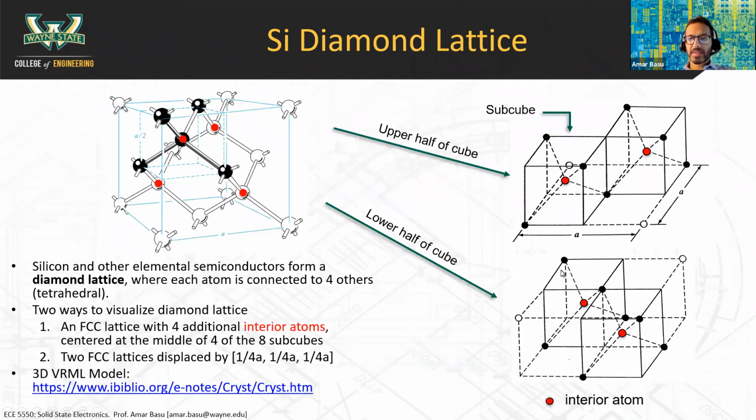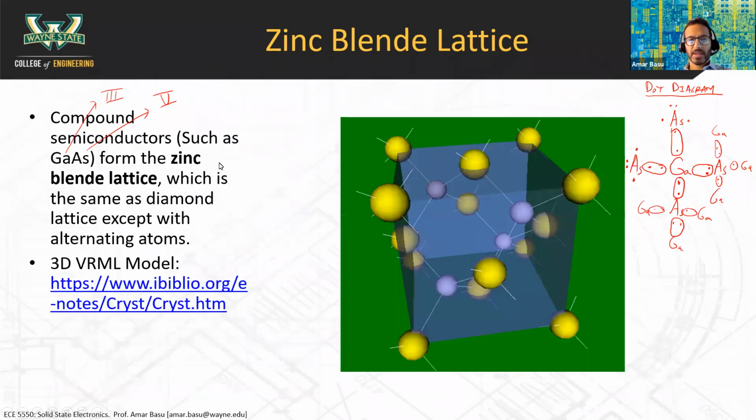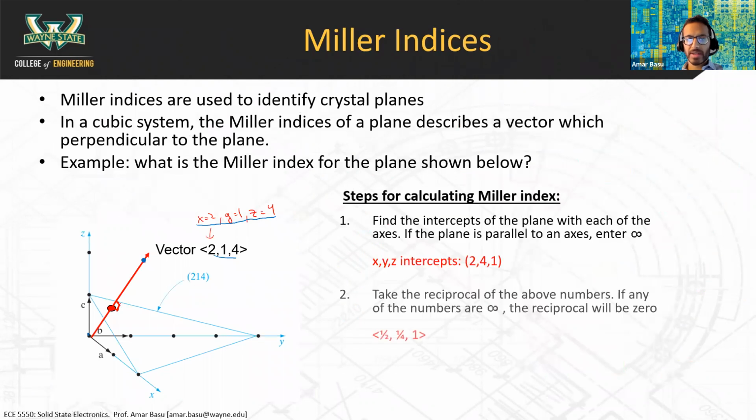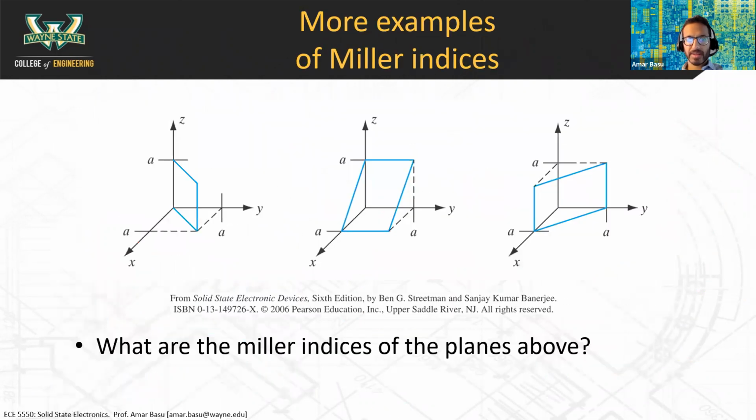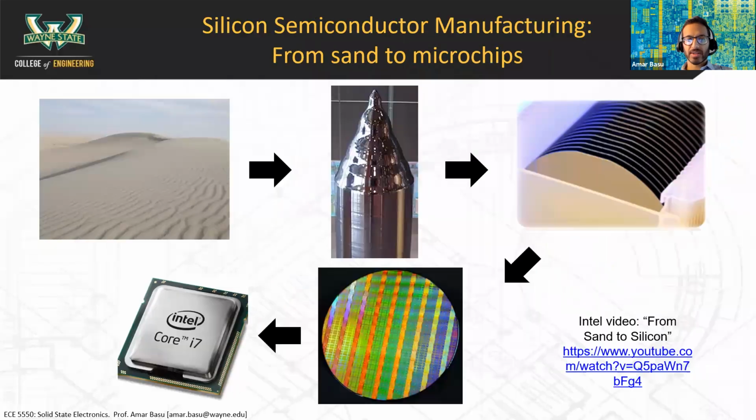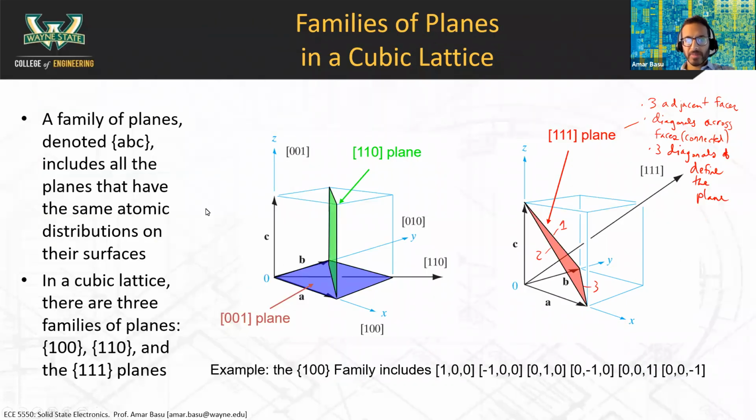Okay, so we talked about the silicon diamond lattice. We talked about how there's 8 corner atoms. There's 1 atom on each one of the 6 faces, and then on the interior, there's 4 additional interior atoms. Okay, so we calculated the volume density of the silicon diamond lattice. And then we talked about Miller indices. So you'll have some example problems on Miller indices today, and that will be assigned in the homeworks. And we talked about the different families of planes at the end. So I'll just touch on that real quick. The different families of planes, if we just want to think about it in terms of what are the key points to remember.